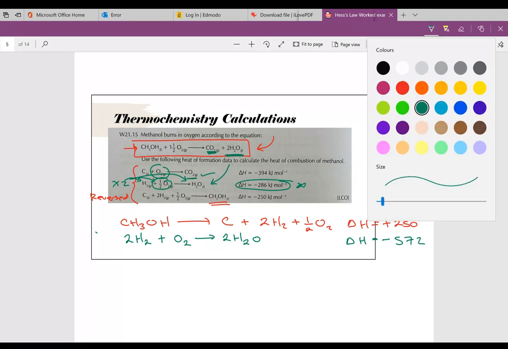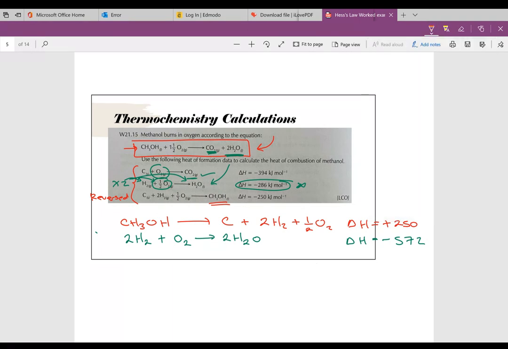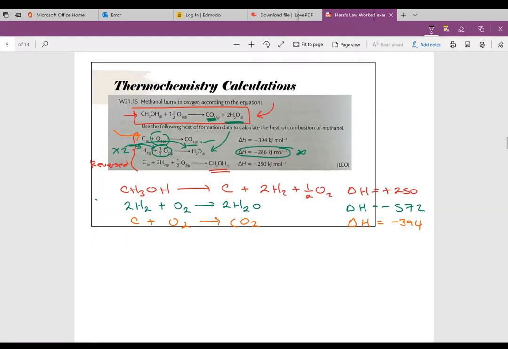Then we have the last equation, which I didn't need to do anything to, which is this one, but I still have to write it down all the same. C plus O2 to give me CO2, which is the heat of formation of carbon dioxide. The delta H of that is minus 394. Then I want to look at what can cancel, and if it cancels, I know I'm correct.